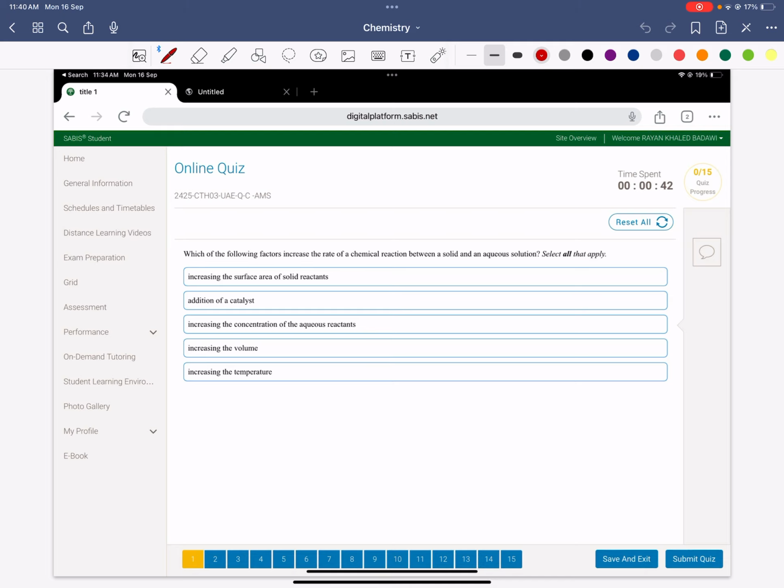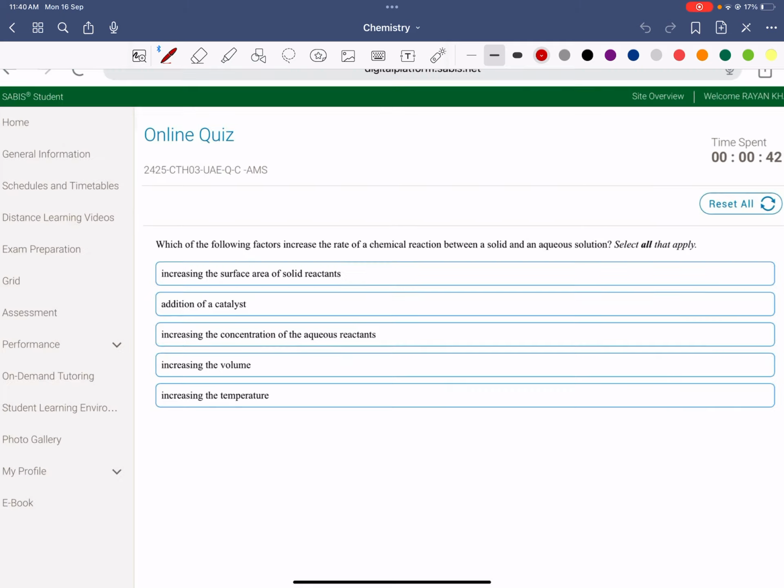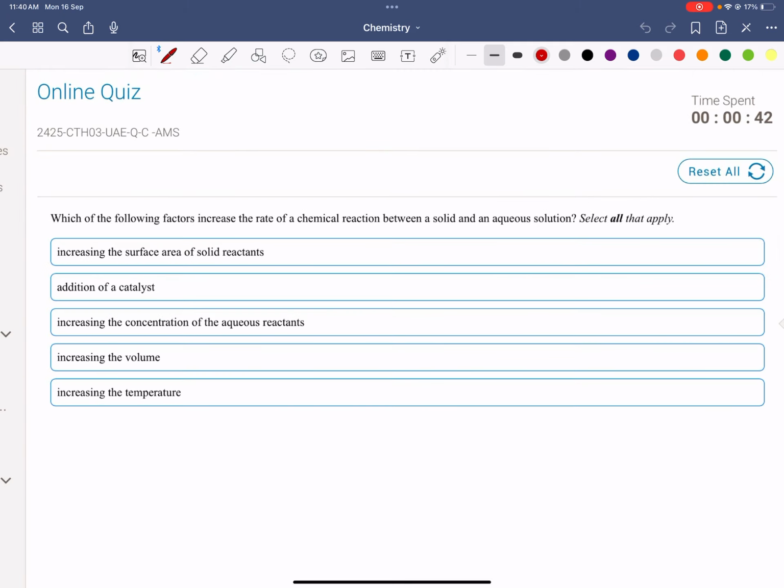So let's directly begin. The first question says, which of the following factors increase the rate of a chemical reaction between a solid and an aqueous solution? Before we look at the options, let's try to give an example. Let's say we had MgCO3, which is a solid, and it gives us MgO, which is also a solid, plus CO2 gas. So this is a chemical reaction. We want to increase the rate of the chemical reaction. So what usually increases the rate of a chemical reaction?